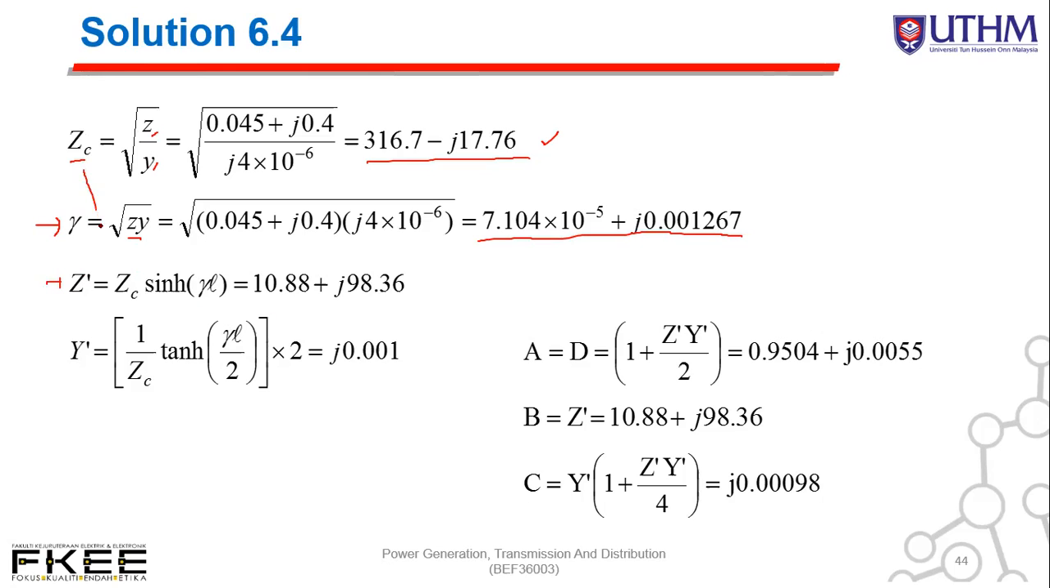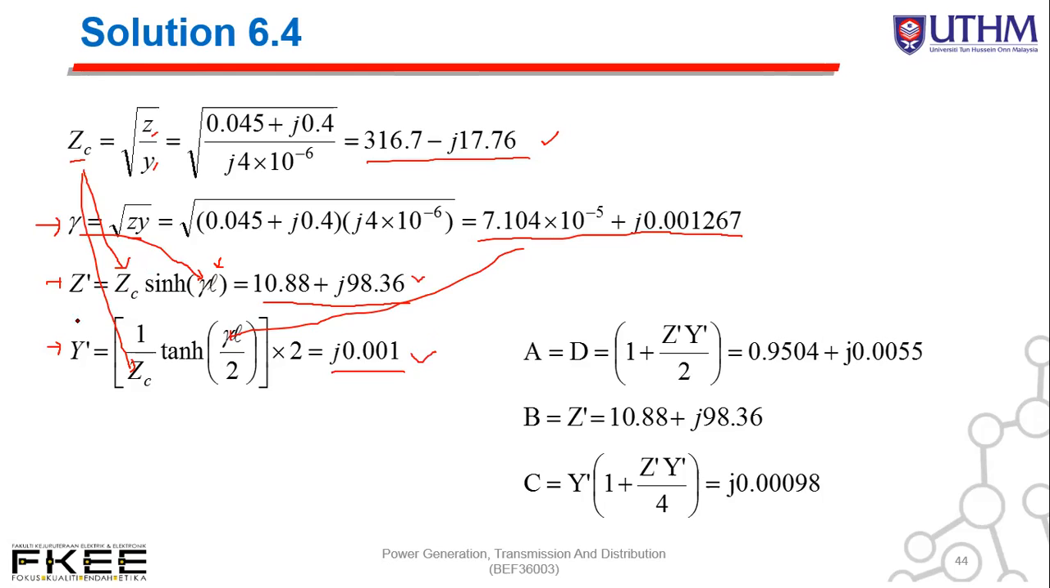Once we have ZC, we can calculate Z prime. ZC is this value, gamma is this value, and L is the distance, 250 kilometers. So we can calculate Z prime equal to 10.88 plus j98.36. We can also calculate Y prime by using ZC and the same value of gamma, and the distance of 250 kilometers. So we got Y prime equal to j0.001.